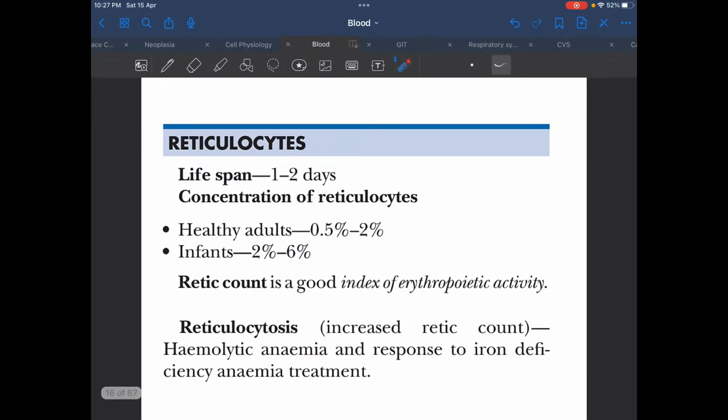So now we're going to study about the reticulocytes. As we know, reticulocyte lifespan is 1 to 2 days, and the concentration of a reticulocyte we already studied, that's 0.5 to 2%. A retic count is obviously a good index of your erythropoietic activity, and on the basis of that we calculate something known as the reticulocyte production index in case of medicine. So we'll discuss that there.